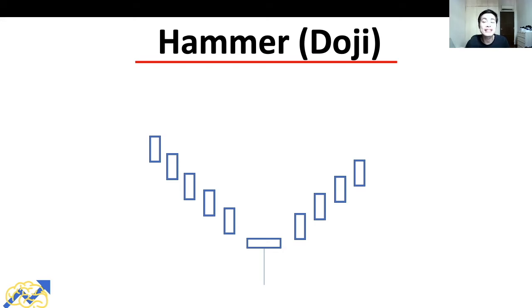And that is also another difference between the hanging man candlestick and the hammer candlestick. A hanging man candlestick indicates a bearish reversal signal, while a hammer candlestick indicates to us a bullish reversal signal.